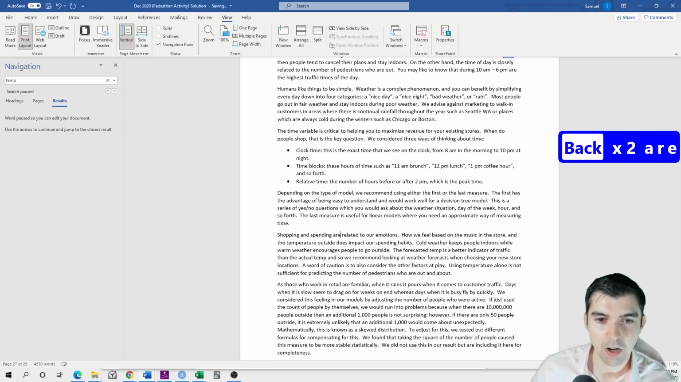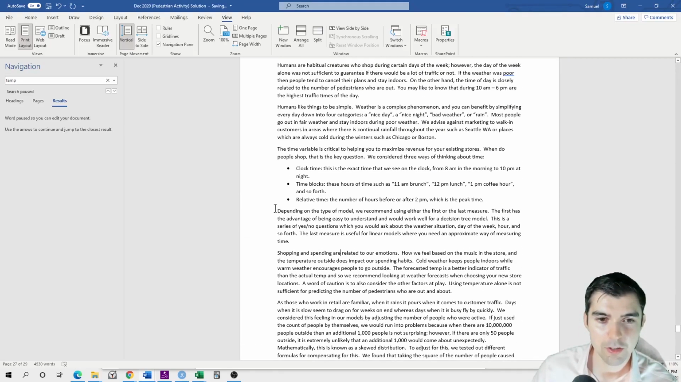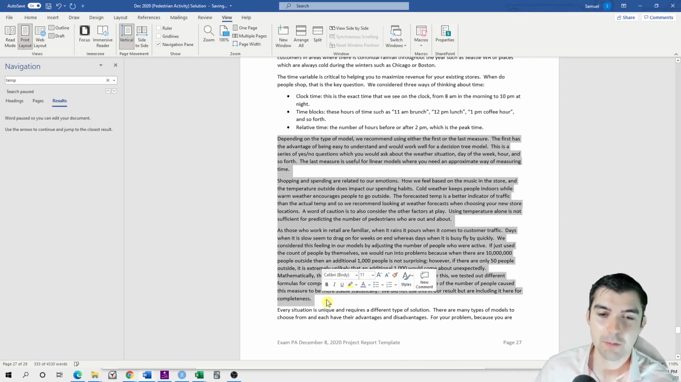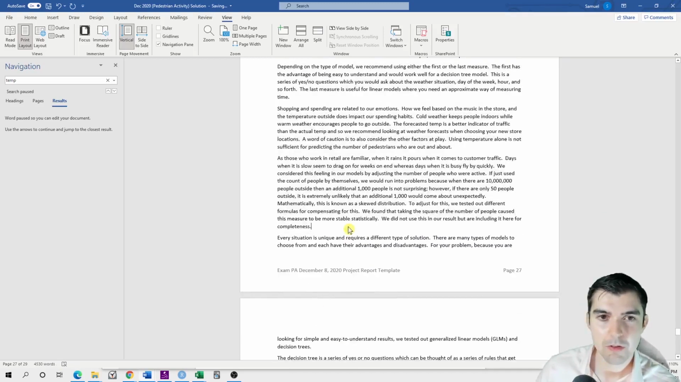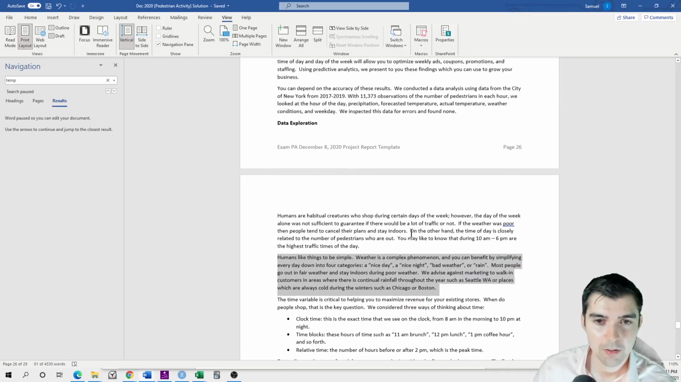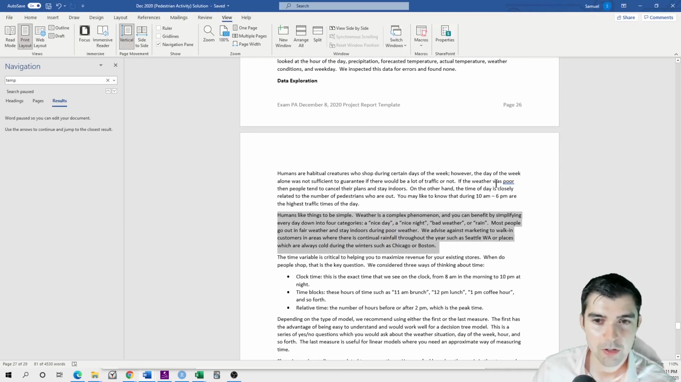Shopping and spending are related to our emotions. This is honestly a lot of words here. This is basically writing a novel about shopping and retail management. This is probably more than is needed, so I would just go through and maybe delete some of these. So I'll just say humans are habitual creatures. The day of the week alone was not sufficient to guarantee, because I'm already talking about the weather here.